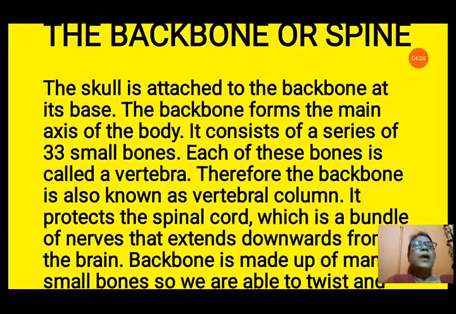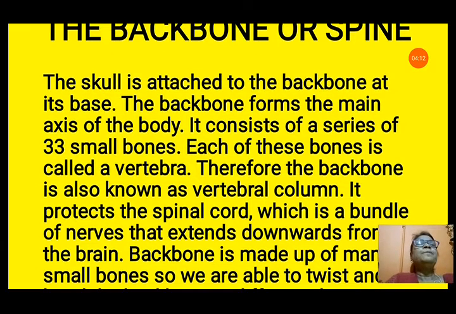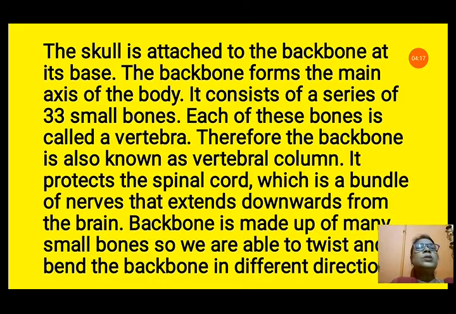The backbone or spine. The skull is attached to the backbone at its base. That means at the end of the backbone, it is attached to the skull. It forms the main axis of the body. It consists of 33 small bones. Each of these bones is called a vertebra. Therefore, the backbone is also known as the vertebral column. It protects the spinal cord. Inside the vertebral column, the spinal cord is protected, which is a bundle of nerves that extends downward from the brain. From the medulla of the brain, the last part, it connects with the spinal cord.